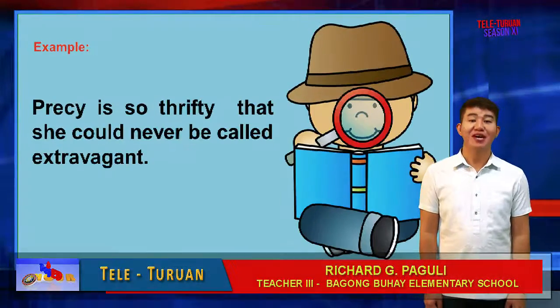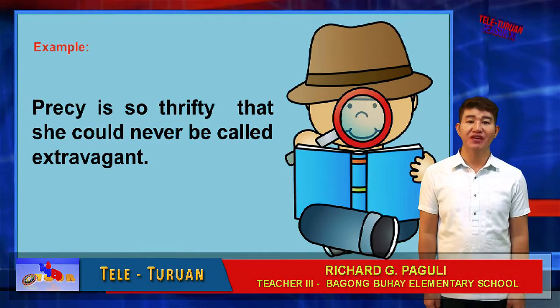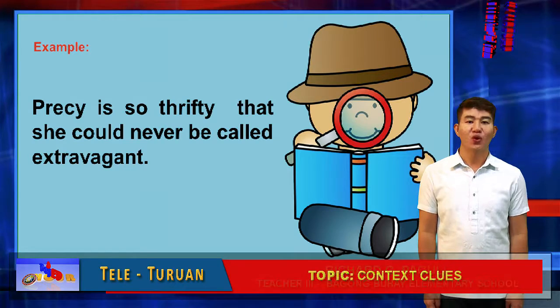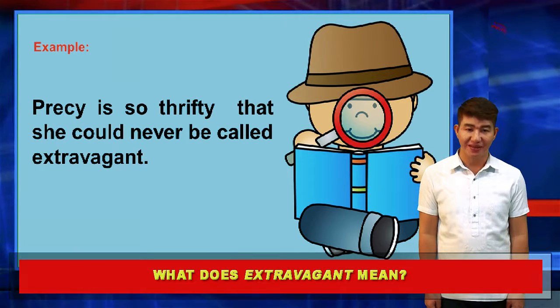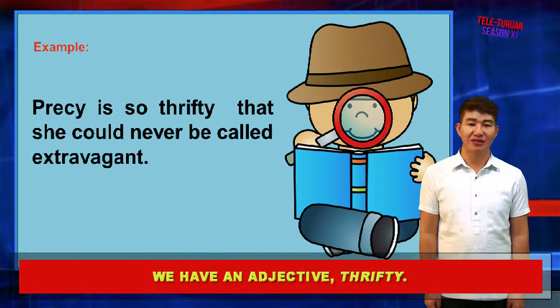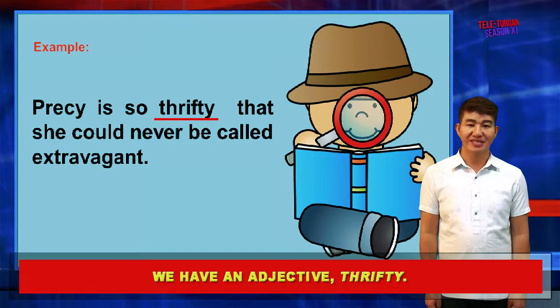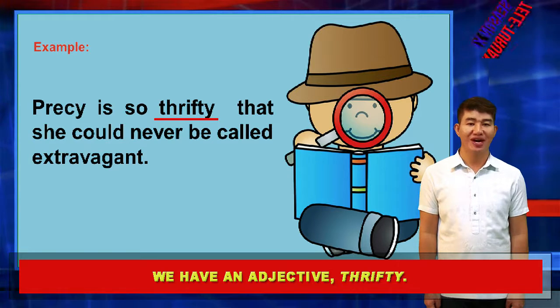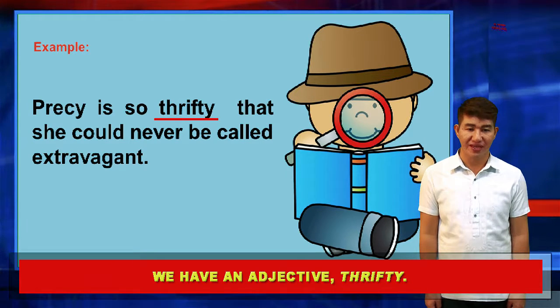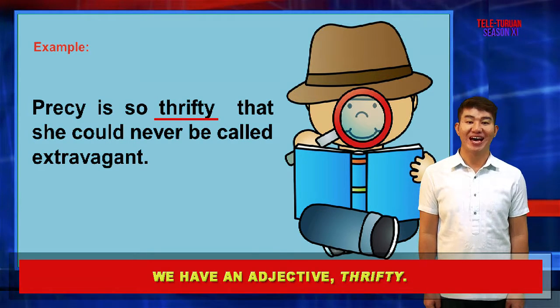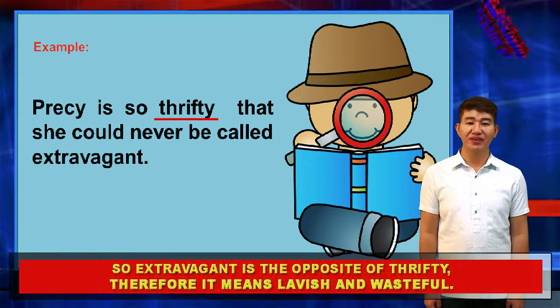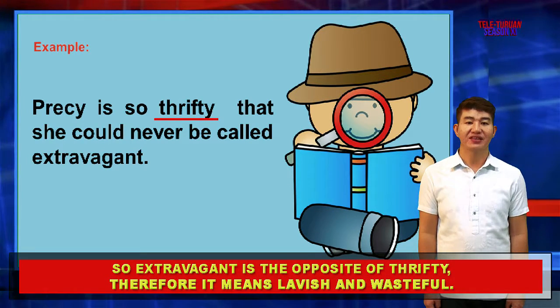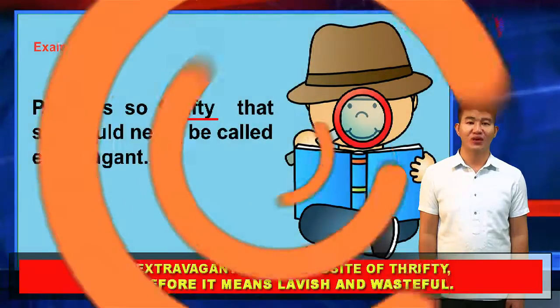Here's another. Prissy is so thrifty that she could never be called extravagant. What does extravagant mean? Again, we have an adjective, thrifty. But here's the context. Prissy could never be extravagant. Why? Because she's thrifty. This time, we have an antonym. So, extravagant is the opposite of thrifty. Therefore, it means lavish and wasteful.